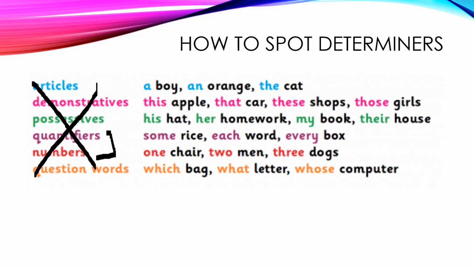We can link quantifiers and numbers together, so we can just say, well, how many of that thing is there on the plate? Or how many children are there in the classroom? Are there some? Are there 15? We can find those two together. Question words they're going to know as well: the, which, what, whose, for example.